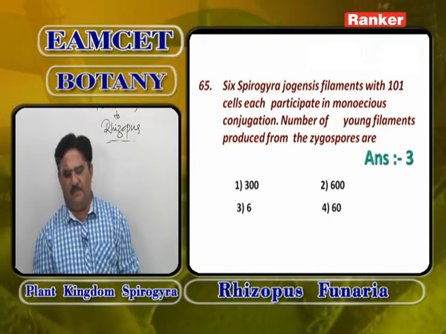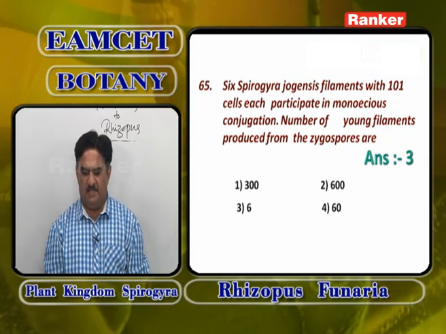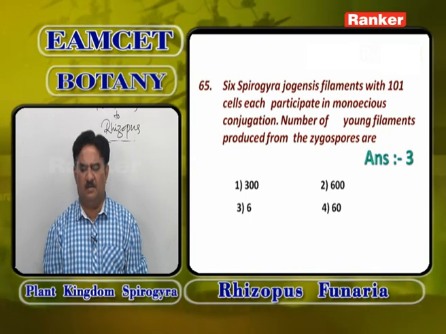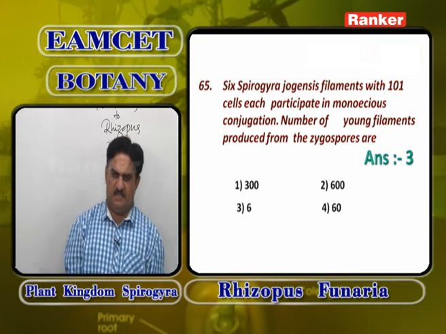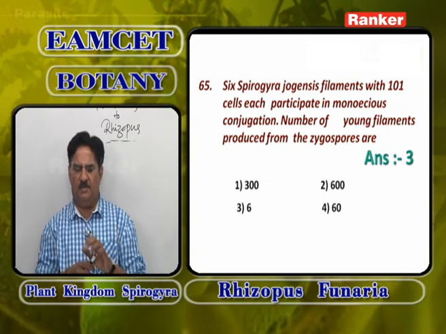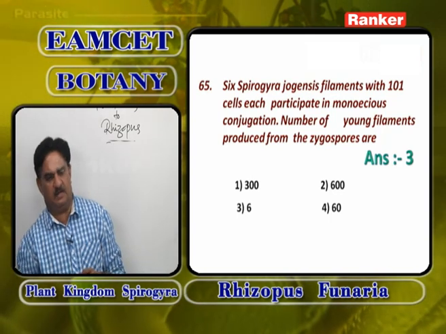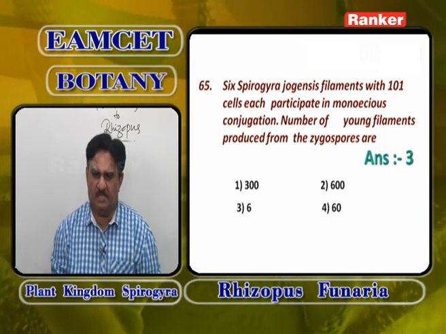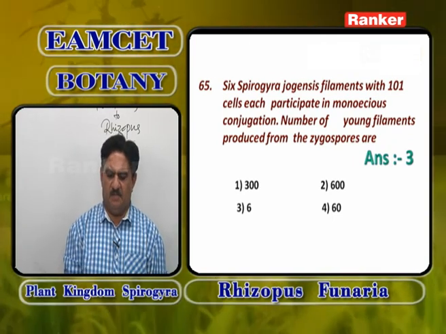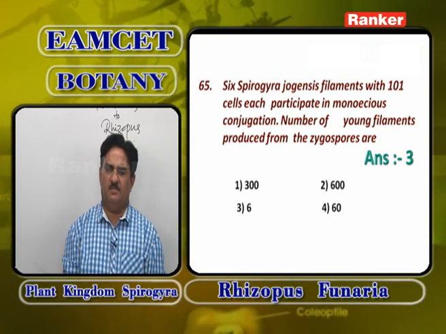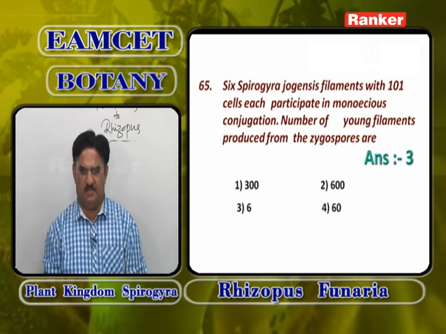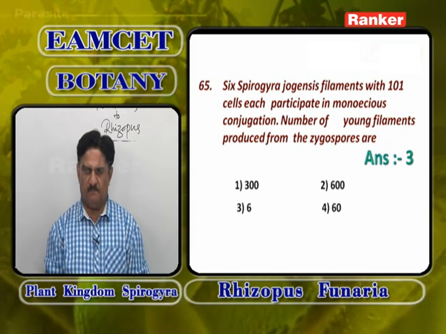The number of young filaments produced from the zygospores is only 6. The options 300, 600, 60 are just to confuse. We have to remember Spirogyra jogensis is direct lateral conjugation where 2 cells are involved. The cell above the holdfast is female, above the female is male. So, 6 zygospores are formed. Each zygospore produces only 1 young filament. So, how many young filaments are produced means only 6. So, the answer is definitely 3. Next.